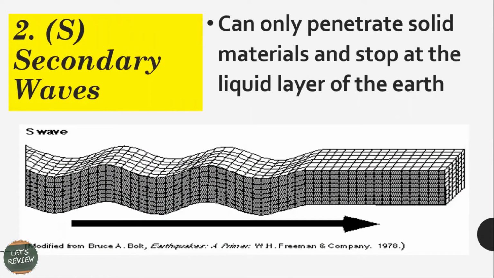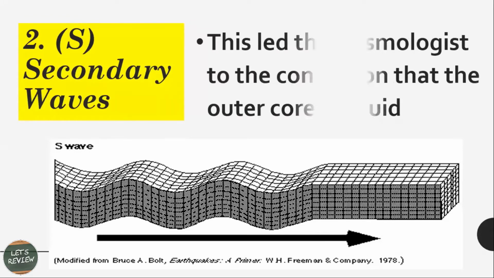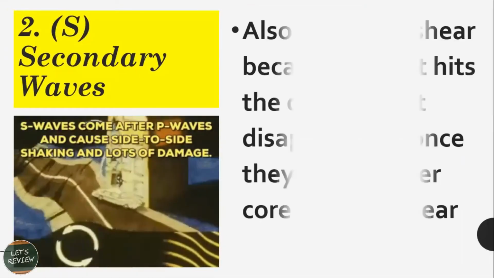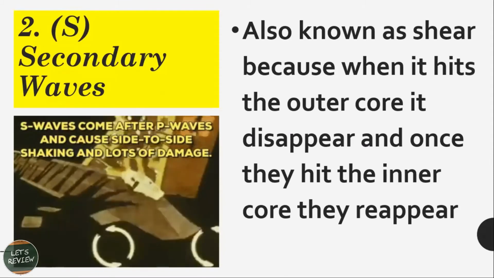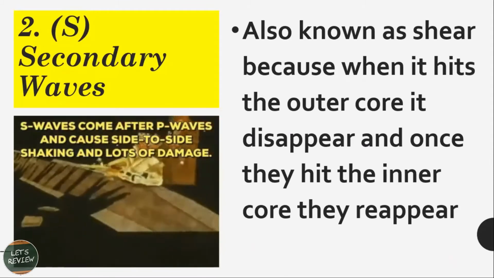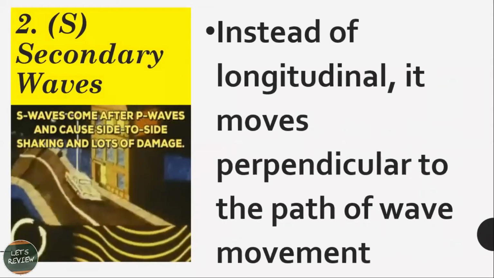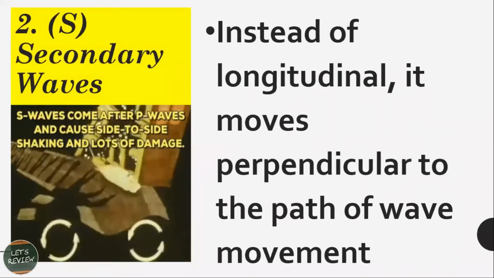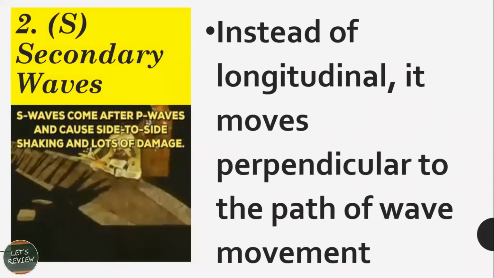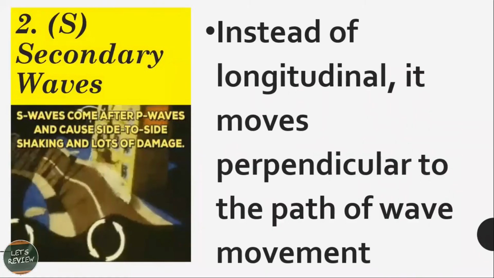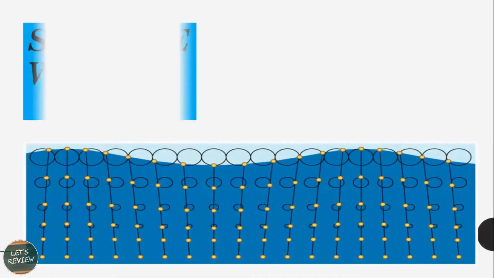The secondary waves can even penetrate solid materials and stop at the liquid layer of the Earth. This led the seismologists to the conclusion that the outer core is liquid, like what I told you a while ago. When it hits the outer core, it disappears, and once it hits the inner core, it reappears. Instead of longitudinal, it moves perpendicular to the path of the wave. So it moves up and down.